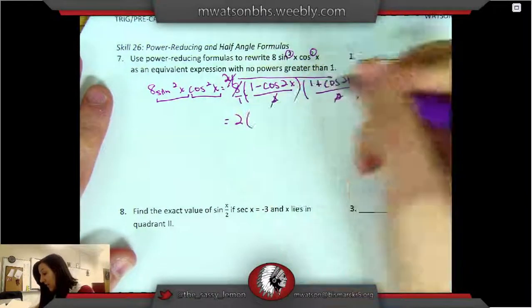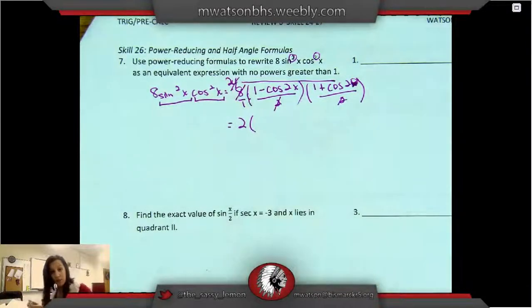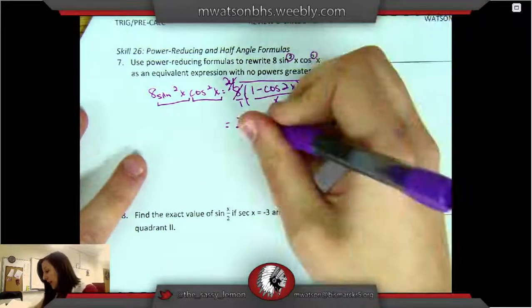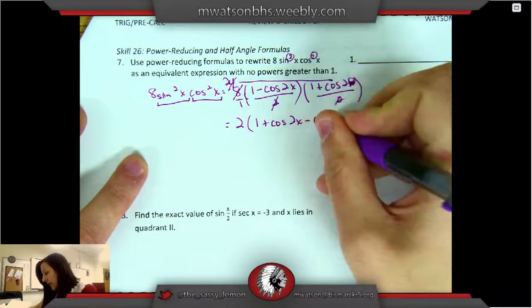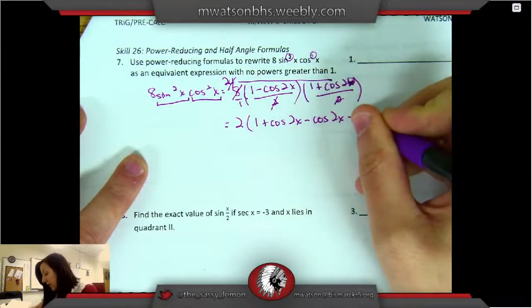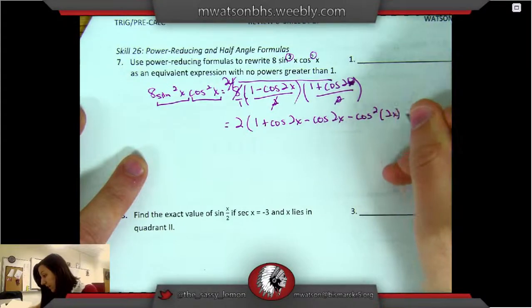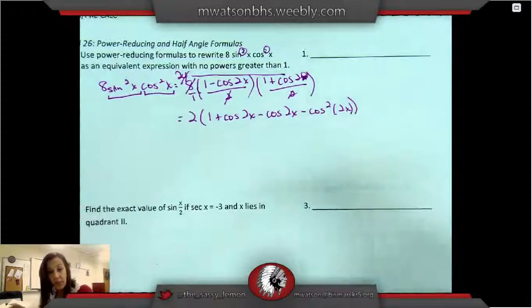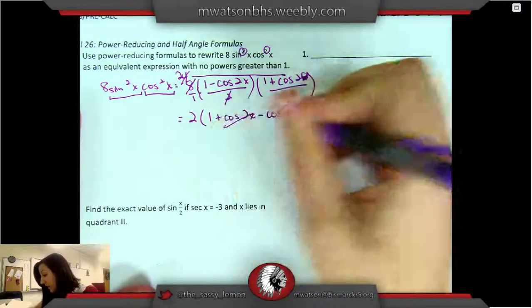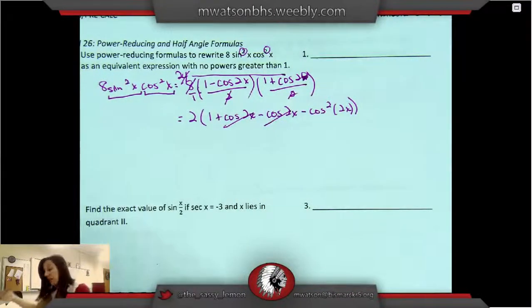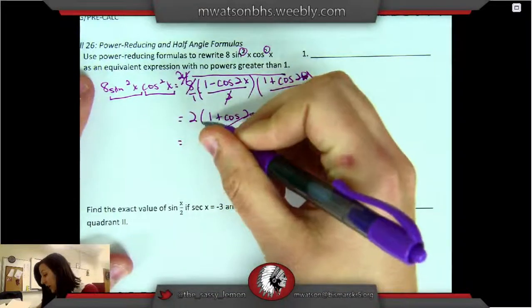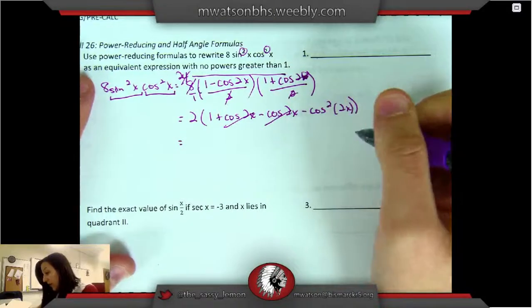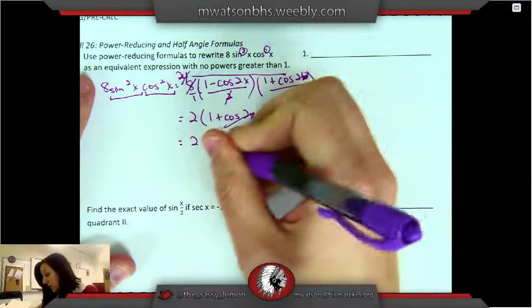And now we just have these two quantities times each other. When you have quantities, you need to double distribute. So we're going to have 1 plus cosine of 2x minus cosine of 2x minus cosine squared of 2x. So here's what I said. There's something interesting that's going to happen. When you multiply conjugates, the middle terms cancel one another out. So all we have now is 2 times 1 and 2 times negative cosine squared of 2x. So I'm going to go ahead and distribute that.